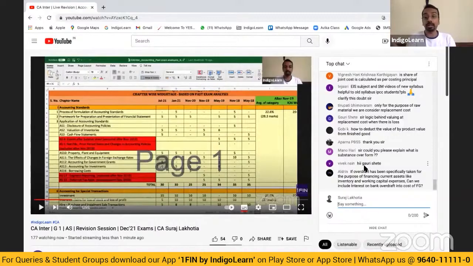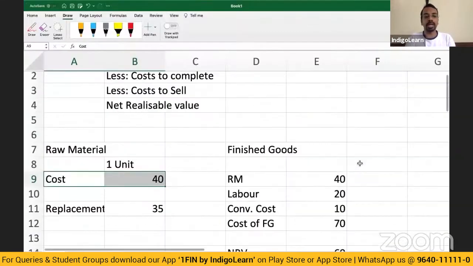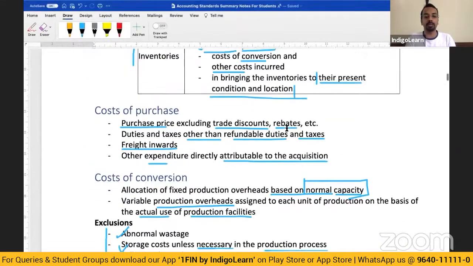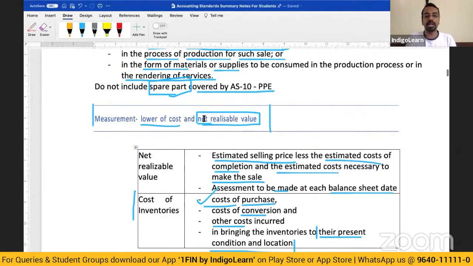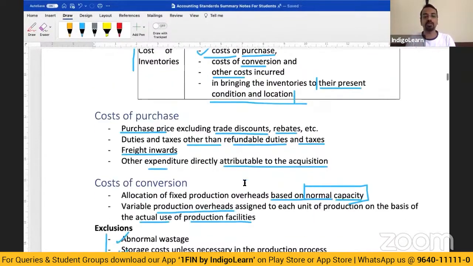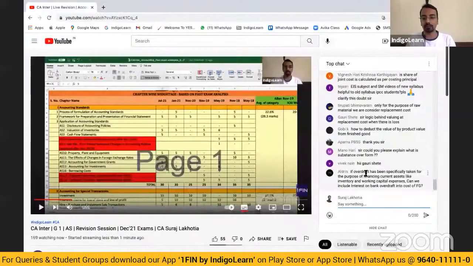Now, another question which comes is why can't we use net realizable value? The simple reason is you don't sell your raw material directly in the market. So you will not get anything called net realizable value. What the standard says is replacement cost is the best estimate of net realizable value in that case, right? So that is why we are using the replacement cost.